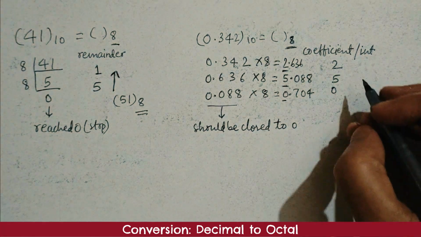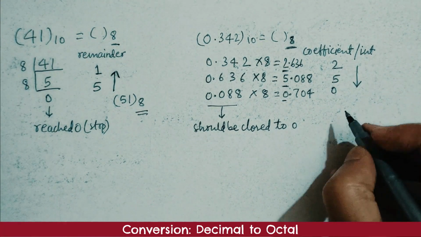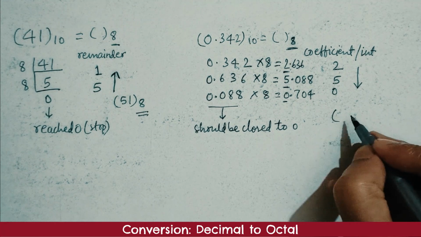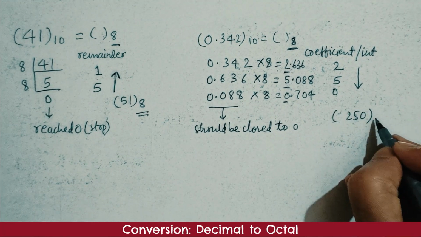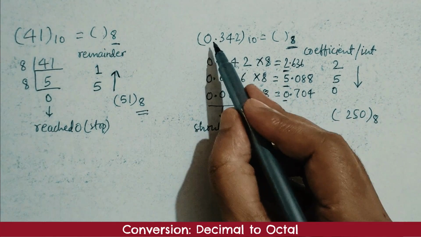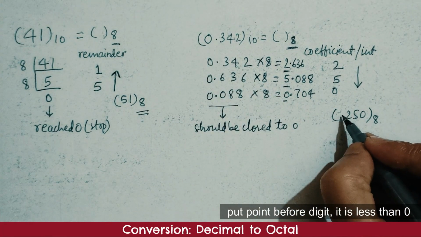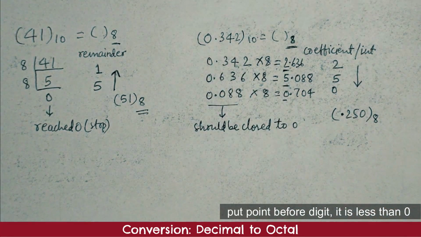In the coefficient section, kindly write down the digits from top to bottom. So, the required octal digits will be 250. Put a decimal point before the digits. So, 0.250 will be our final answer.